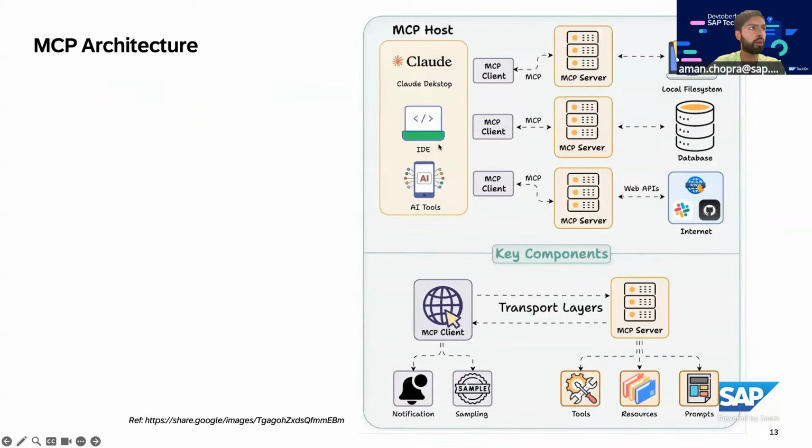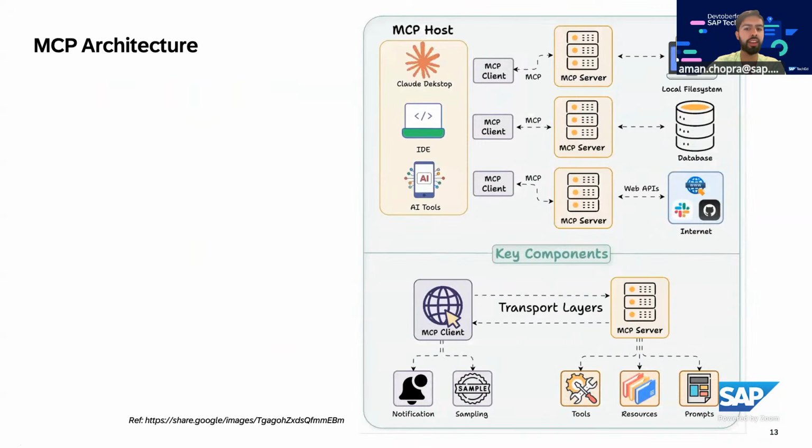Now, the client's role is going to be to establish one-to-one connections with the servers and ensure secure transport via the protocol. So keep in mind that the client, again, is this code that is inside the host, and it's spun up only if the host decides it needs to access information from a server.